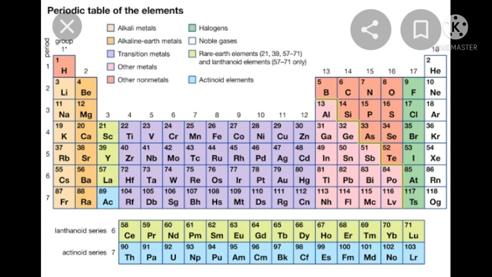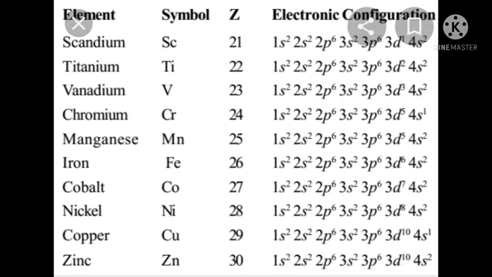So, these rows of elements are known as 5D series and 6D series. First, we can study the names of the first row of transition metals, that is the elements of 3D series. Scandium, titanium, vanadium, chromium, manganese, iron, cobalt, nickel, copper, zinc. These are the elements present in the 3D series or first row of transition metals.